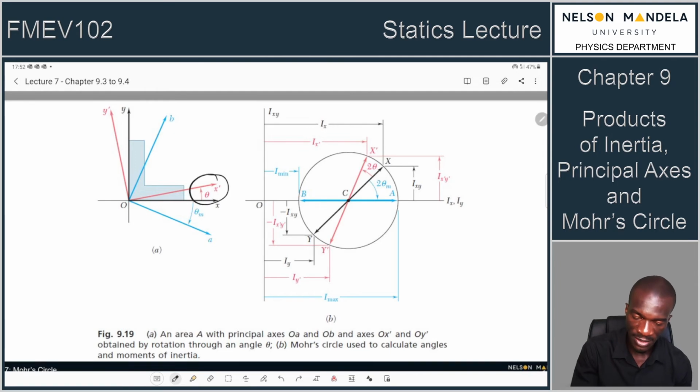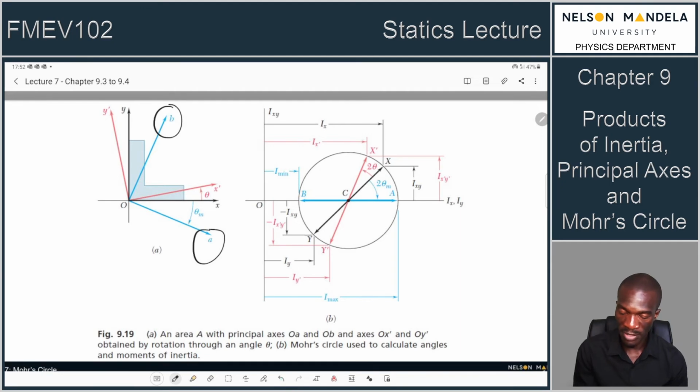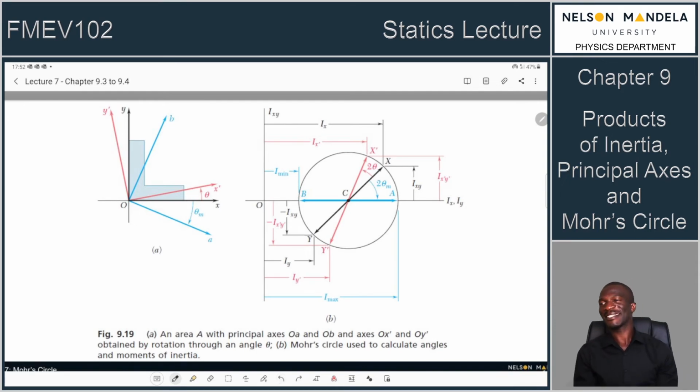So we find OX prime and OY prime by rotating the original axis through an angle theta. We find the principal axis OA and OB by rotating the original axis clockwise to theta m. I always get confused with counterclockwise and clockwise, because counterclockwise is positive, but I'm so used to clockwise, so please pardon me there.